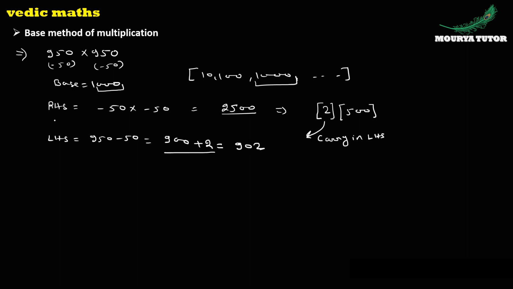So we got the LHS and the RHS, and at the end we need to write both numbers together. Just write first the LHS and then the RHS. The RHS will be 500. Don't write this number, it is not the RHS, 500 is the RHS. So this will be the multiplication answer of these two numbers.